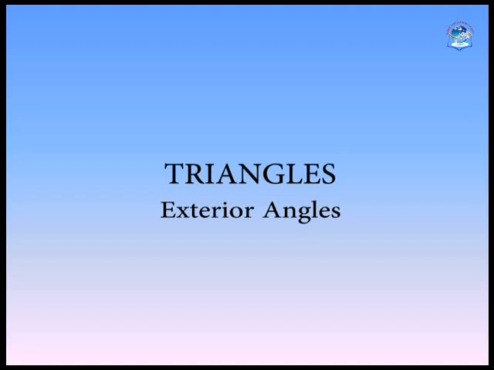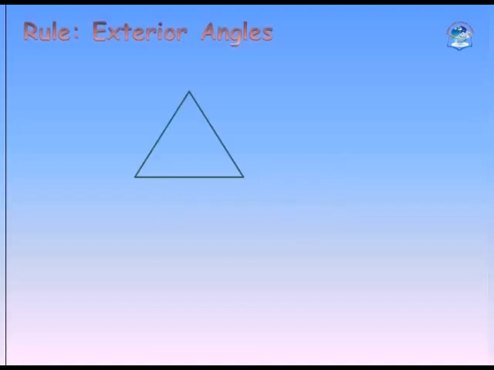Exterior angles of a triangle. This is a simple triangle. All the three inner angles are called interior angles. An exterior angle is formed by extending any of the three sides beyond the vertex. So this is an exterior angle. At this point, let us name the interior angles as A, B, C, and our exterior angle as D.